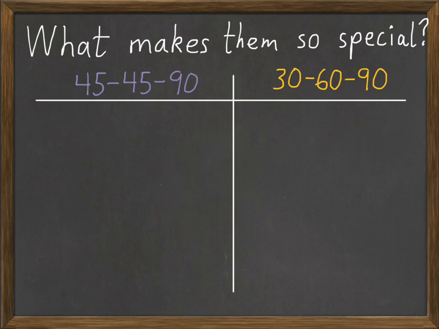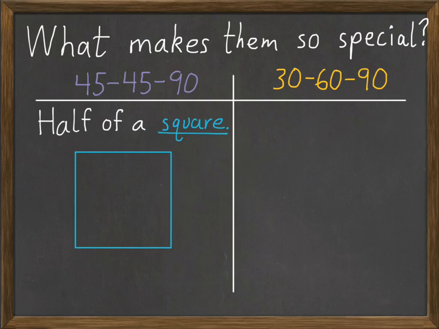A 45, 45, 90 triangle is half of a square. What do we know about the angles of a square? Well, they're all 90 degrees. If I cut the square in half by drawing in one of the diagonals, I will bisect two of those 90-degree angles, getting 45 and 45 there, and 45 and 45 there. Then the other angle is obviously 90, so a 45, 45, 90 triangle is half of a square.